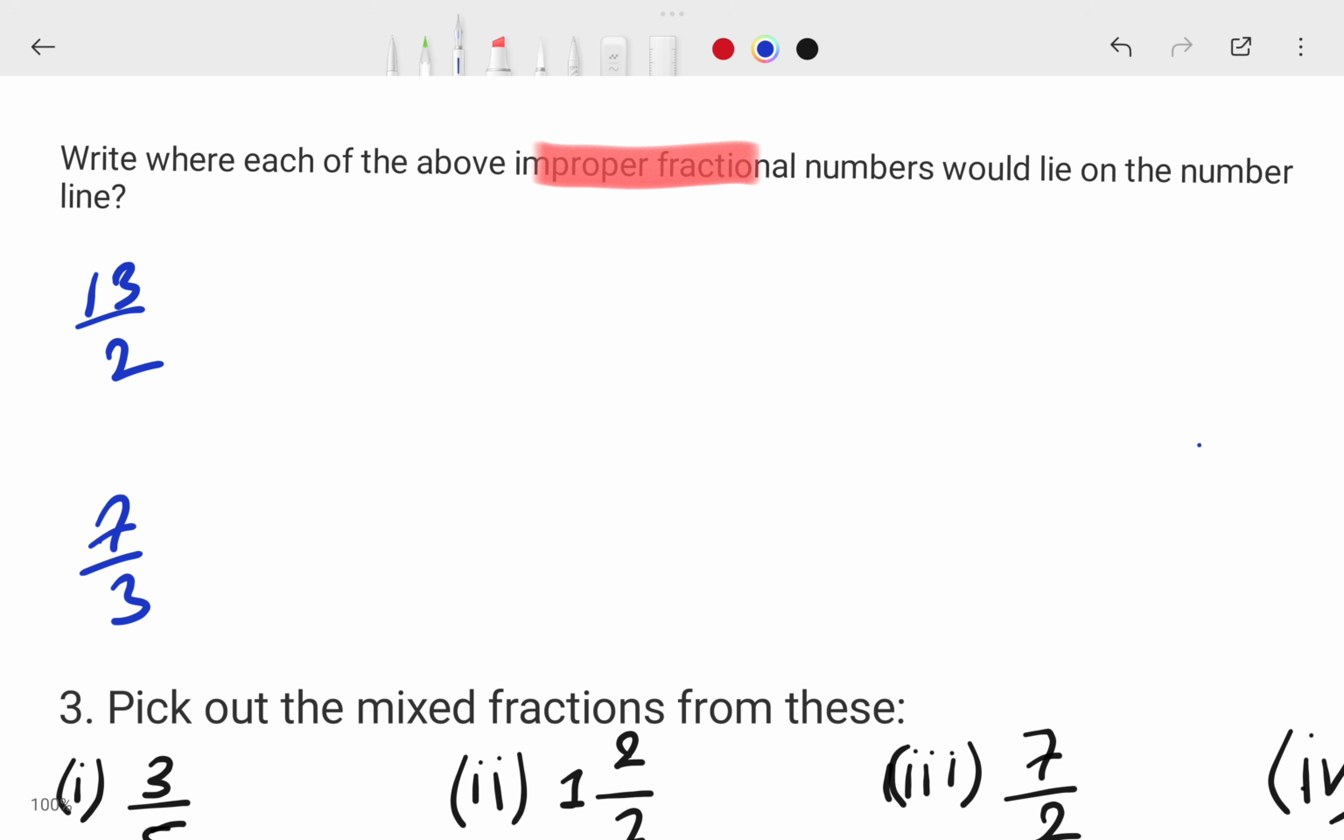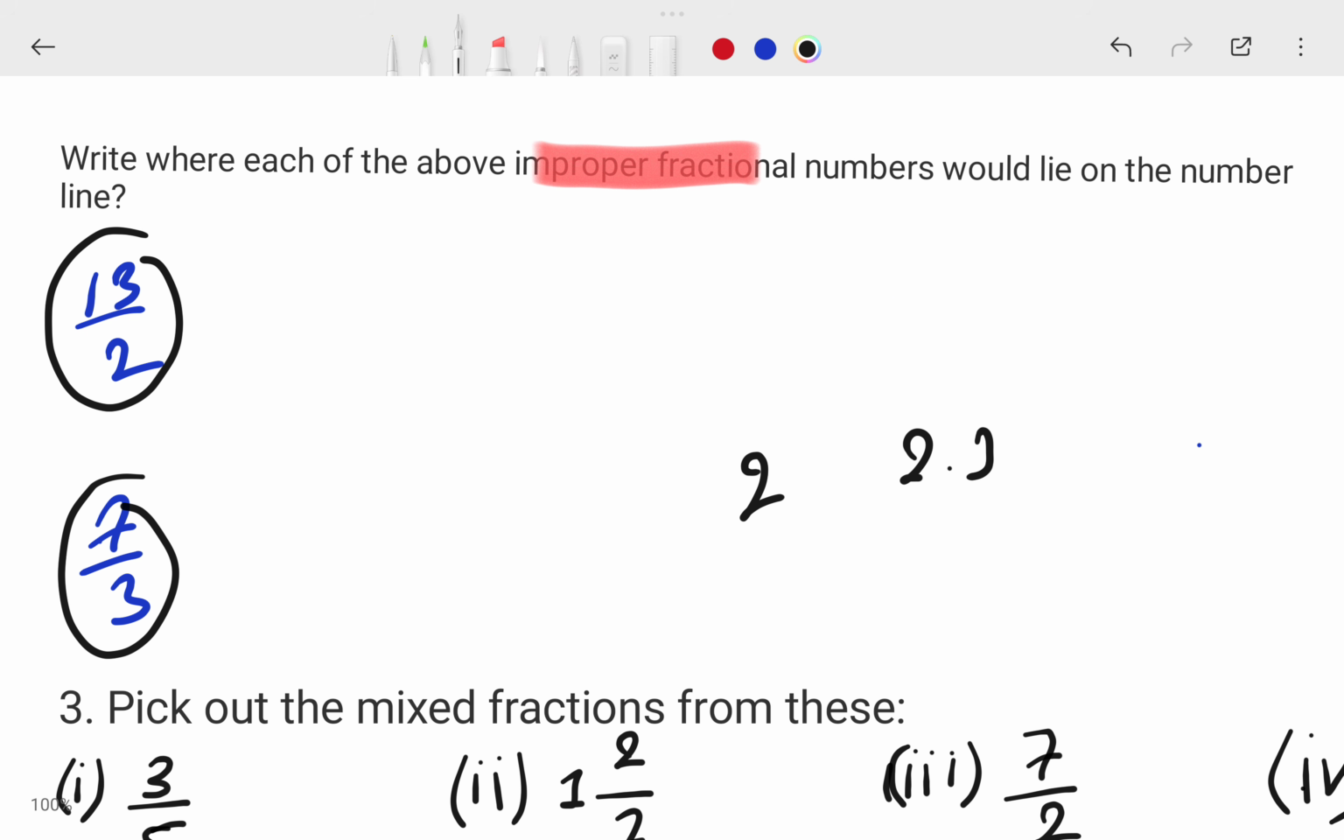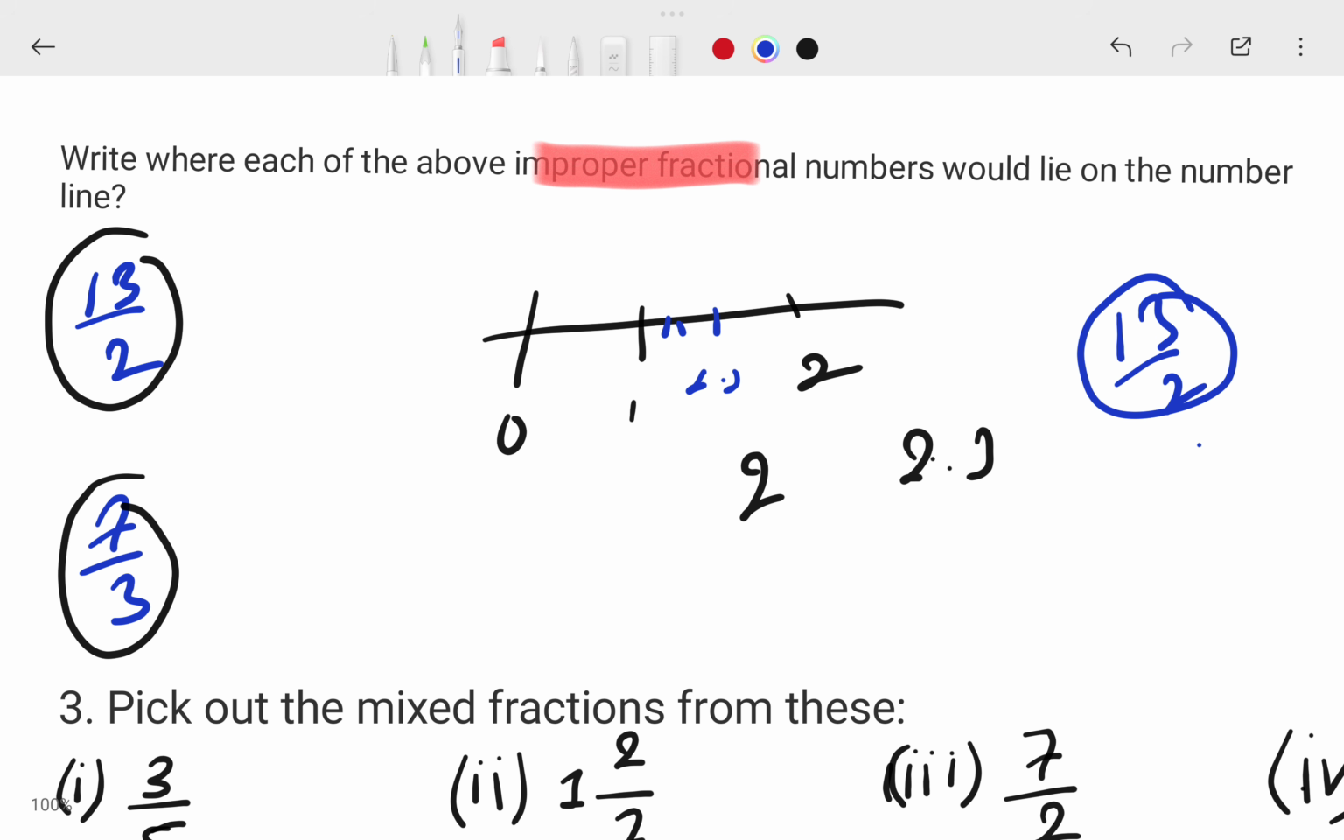So this question is asking whether 13/2 or 7/3 can be represented on the number line. You will say, sir, how will we represent it? Like if a number is 2, then we can represent it on the number line. If 2.3 is there, we will represent it on the number line between 2 and 3. But sir, this is 13/2. Where will we represent this one? You may have a doubt like that.